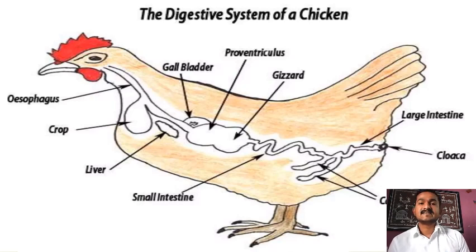So basically the digestive system is made up of two components. How many components? Two components. The first component is the whole alimentary canal, and along with the alimentary canal there are some associated glands that also participate in the digestion of food material. So that is the combination of the digestive system. First I am going to explain the alimentary canal.